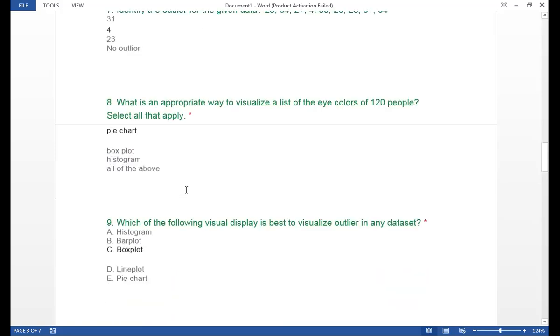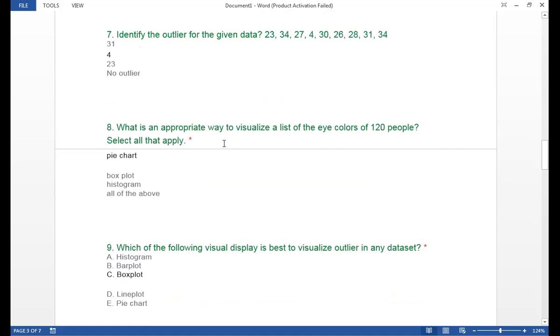So you can understand that. Let's proceed towards question 8. What is the appropriate way to visualize the list of eye color of 120 people?